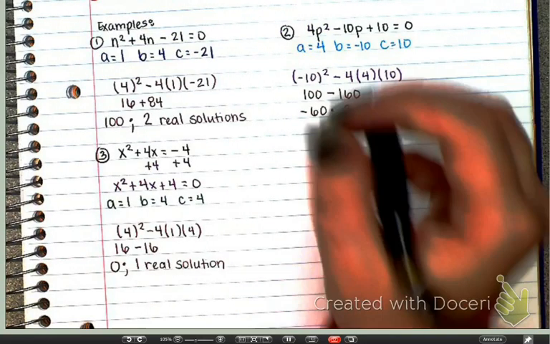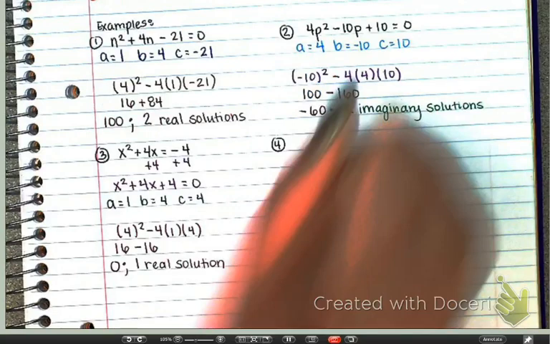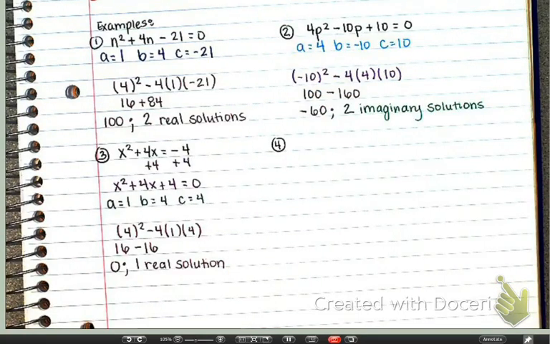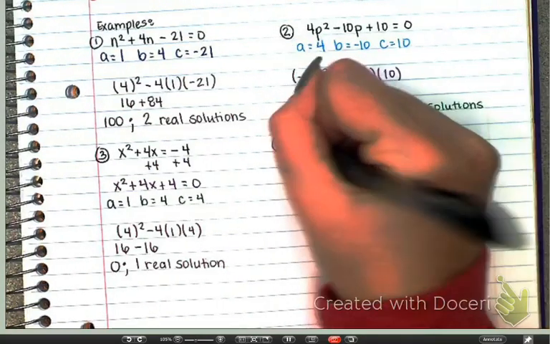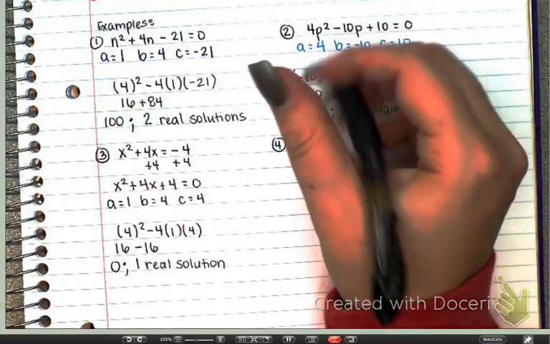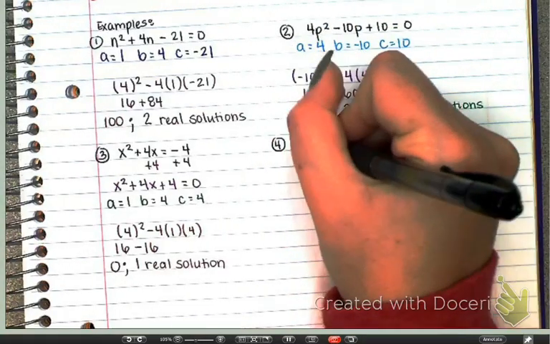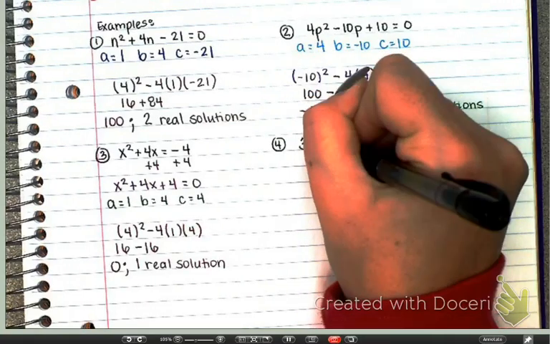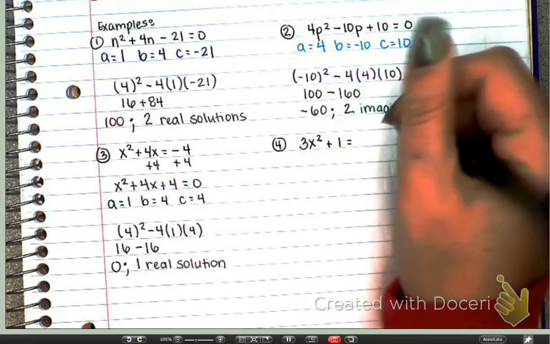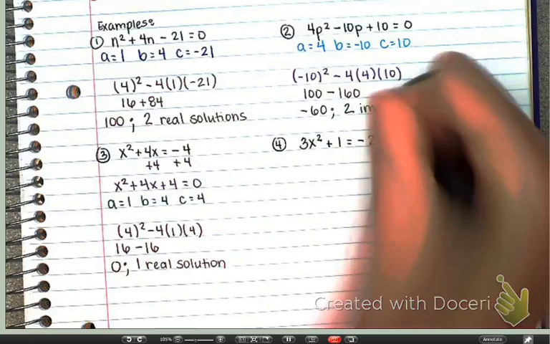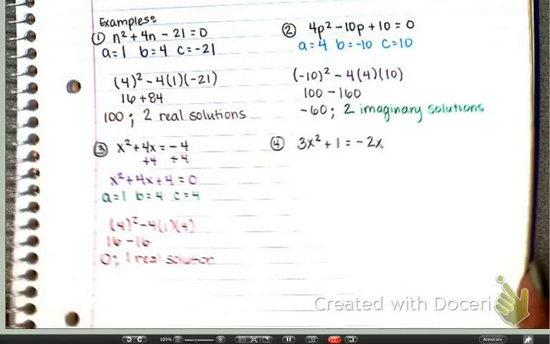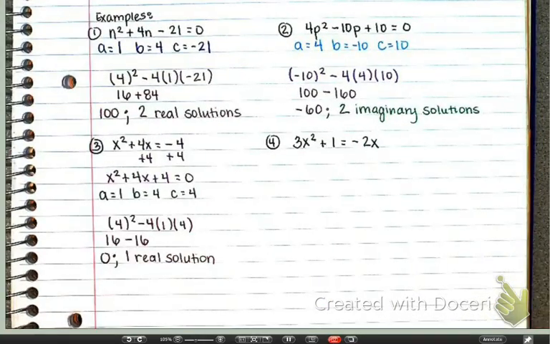Okay. Last problem. Again, after I write this one down, if I were you, I would pause the video and see if you can solve it on your own first. So I'm going to give you 3x squared plus 1 equals negative 2x. So at this time, if I were you, I would pause the video and see if you can solve it. So write it in standard form, identify your A, B, and C, find the discriminant, and then how many solutions you have, and then type of solution.